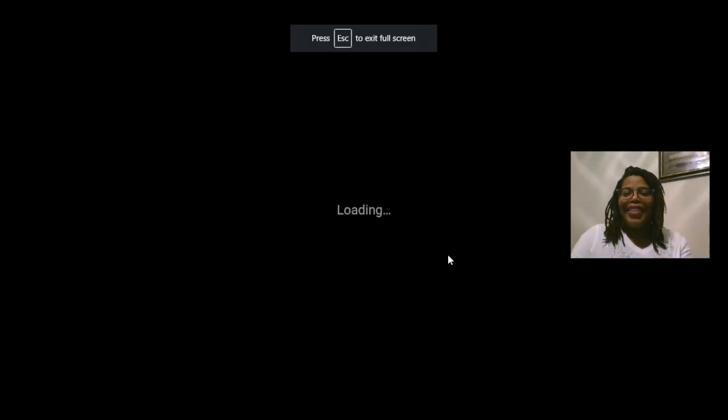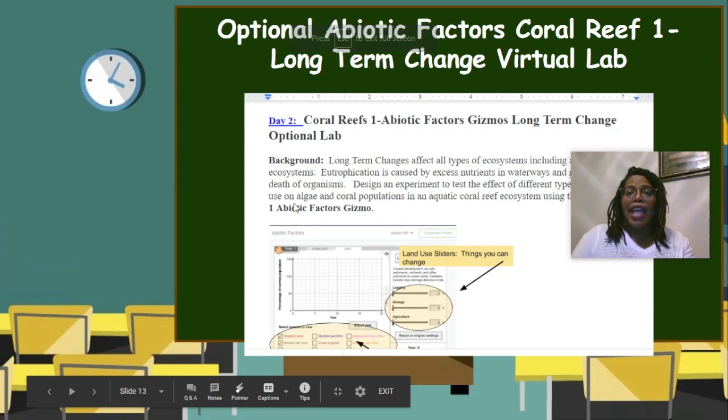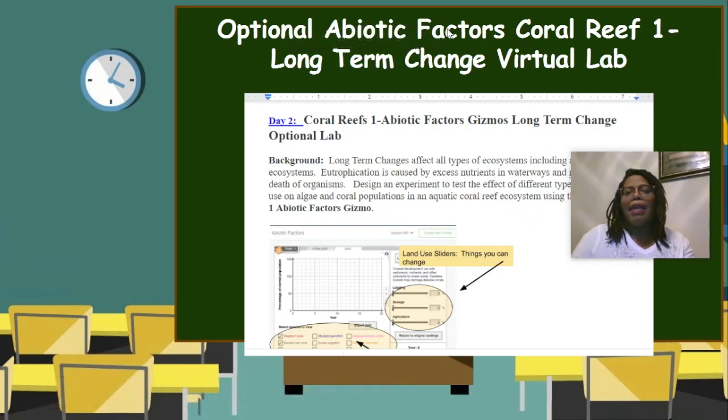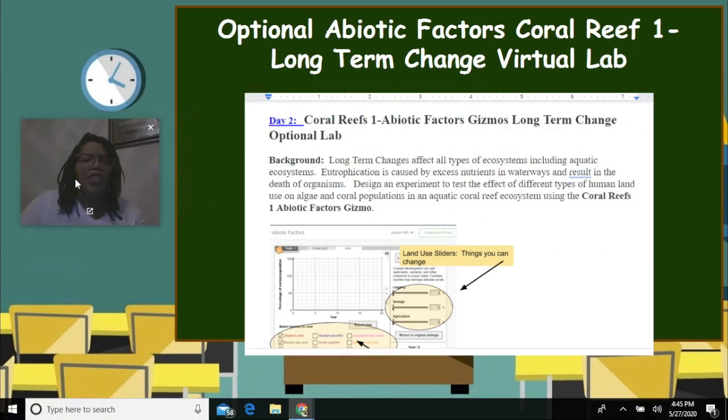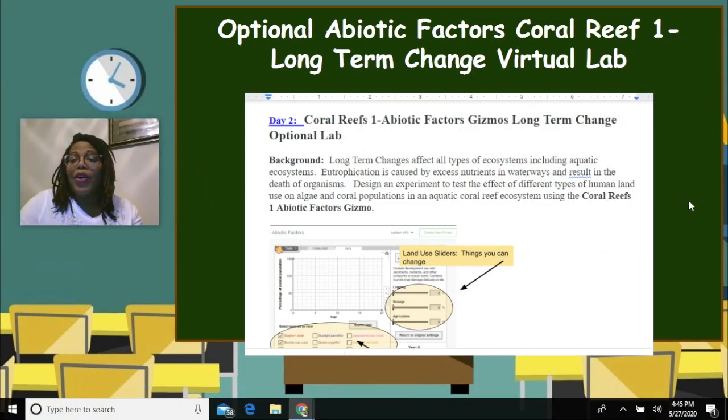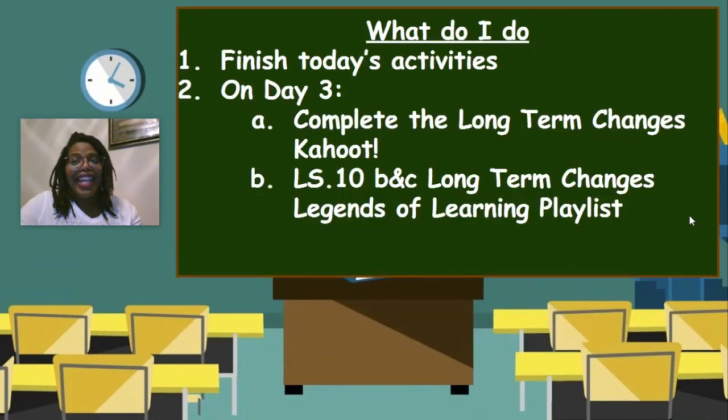And we're going to come back here. So that's what we have for today. Our last thing for today is the optional abiotic factors in the coral reef long-term change virtual lab. It's really looking at the human land use in a coral reef ecosystem. So hopefully you'll enjoy that. And then that will be it.